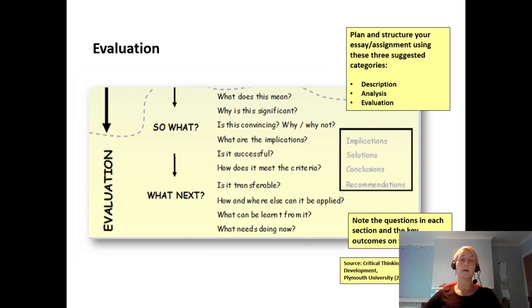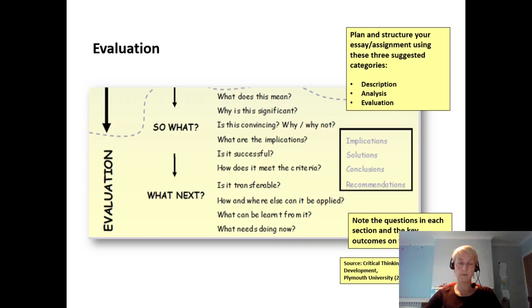And then the final part's the evaluation at the end. So you've laid out your context, you've described and analysed the method or the particular topic that you're talking about. You're now going to look at what was the significance of it, why was it so convincing, or why were you convinced? Don't forget looking back at that evidence that you have. What are the implications for this particular method or topic or subject that you have discussed already?